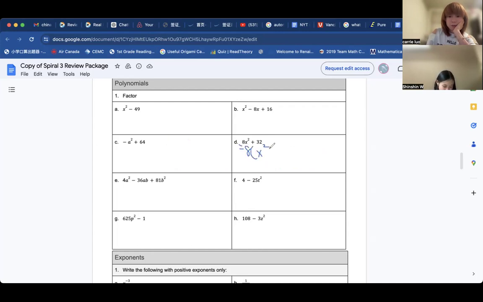Okay. And for h, do I just factor out the 3 and then it's 36 minus z squared? No, 36 minus z squared you can do further, because 36 is a 6 squared number. So it's 6 plus z and 6 minus z. 3 times 6 minus z and 6 plus z. Yeah. Okay.